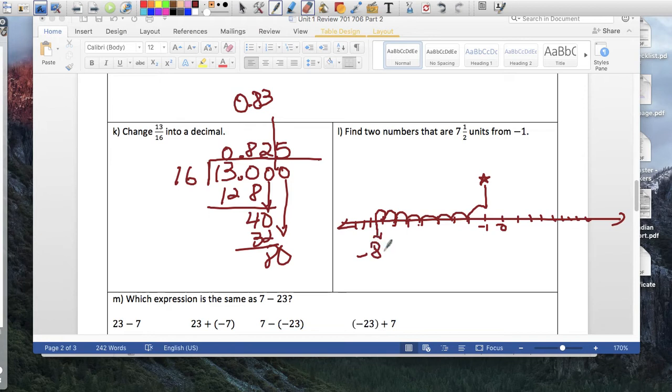So one of the possibilities is -8.5. If I go to the right side, I go 1, 2, 3, 4, 5, 6, 7.5. So I'd be somewhere over there. So that'd be -1, 0, 1, 2, 3, 4, 5, 6.5. So I could be in either of those spots.